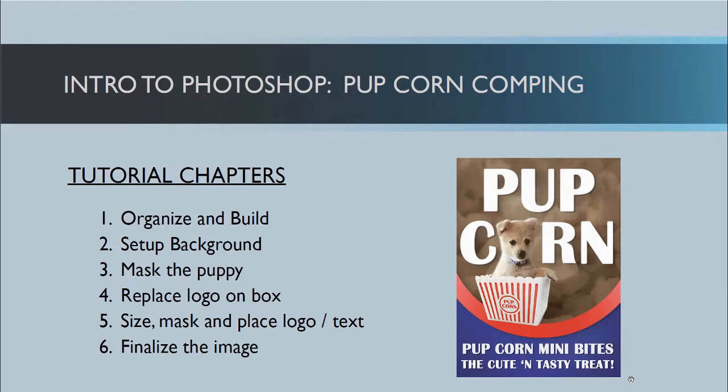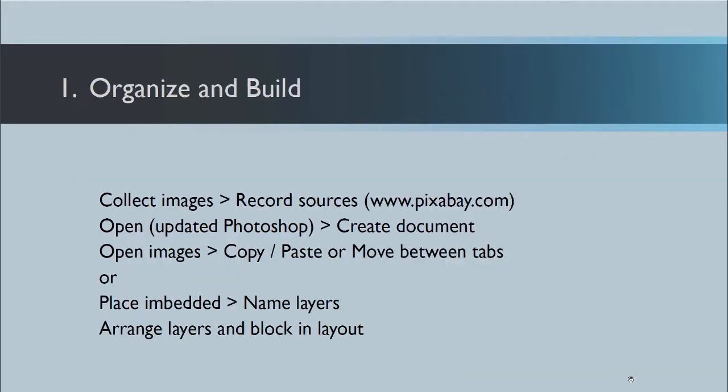And so I've organized this into chapters. First we're going to organize and build. Then we'll set up our background. We've got some popcorn in there. Then we will cut out and mask that puppy, and then composite our new logo, our new popcorn onto that box, and then we will place everything in there, put our little taglines, and then we will finalize the image. Always the most important thing with a composite. All right. So first, organize and build.